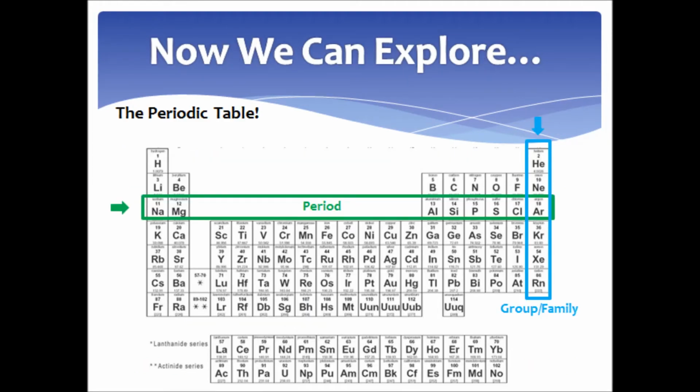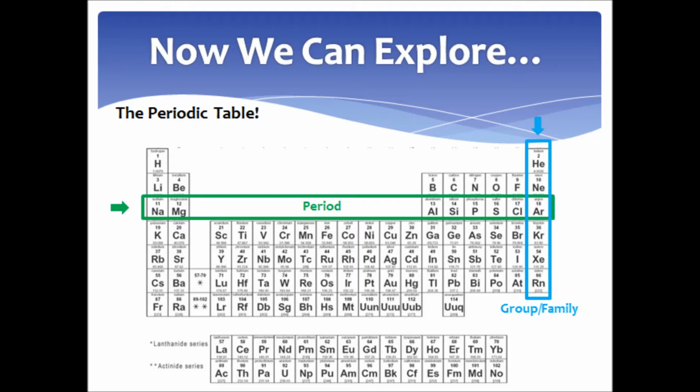Now that we know the basics of the atom and how to read elements on the periodic table, now we can actually look at the periodic table. Now the periodic table is grouped and bundled in numerous ways, and we're actually going to look at those now. And the first way is with periods and groups/families.